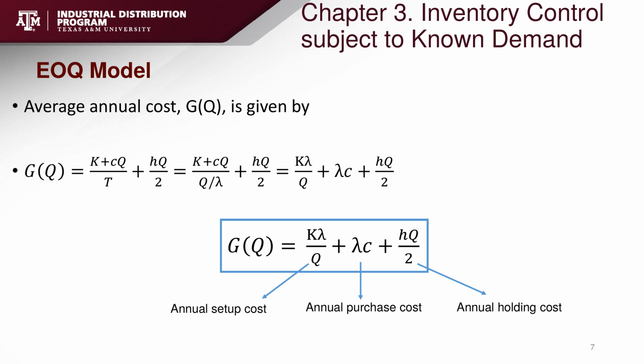K lambda over Q is the annual setup cost, and notice it shrinks as Q grows. Lambda C is the annual purchase cost, basically just paying for what you sell. And HQ over 2 is the annual holding cost. That one grows as Q grows. One term pulling down, one pulling up. And that tension right there is the whole game.